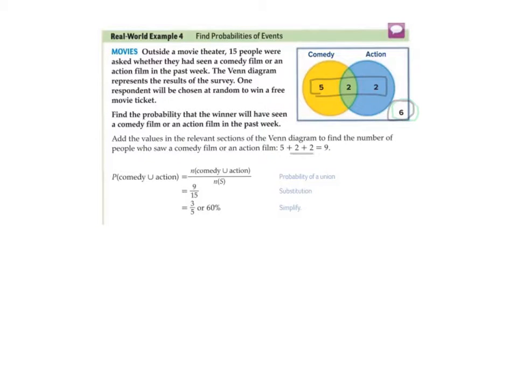So 9 people watched the film, but how many watched it in total? Well, that's all of these in total, which is 15. So 9 over 15 will simplify down to 3/5. And again, it's 3 divided by 5, and that will give you 60%, or 3 divided by 5 multiplied by 100 will give you 60%.